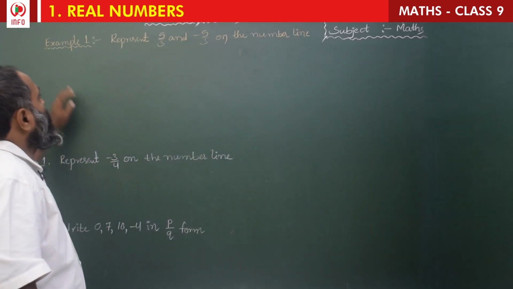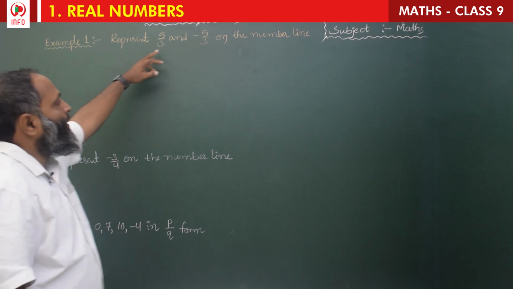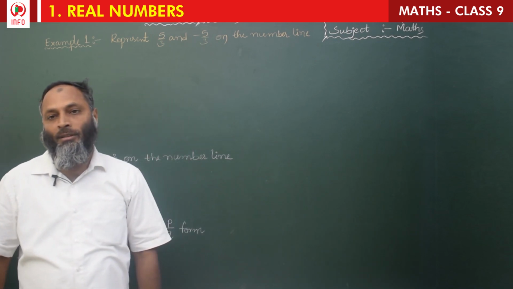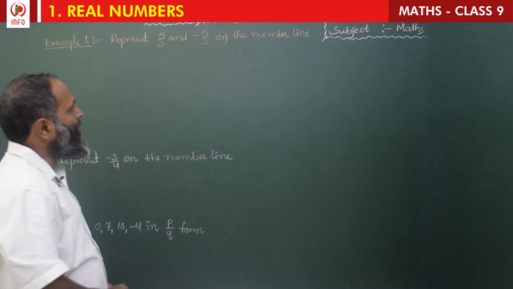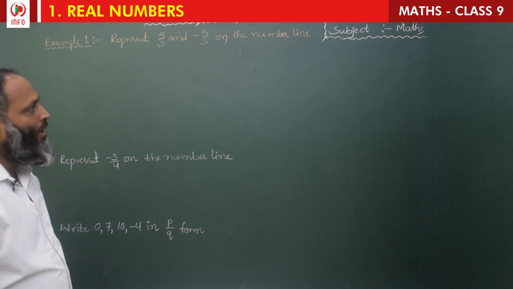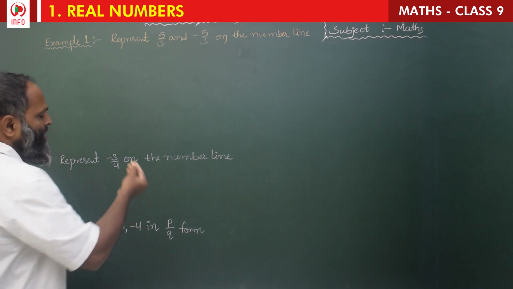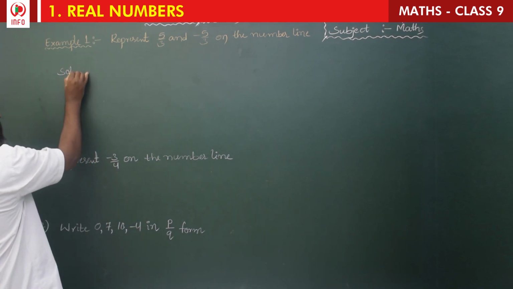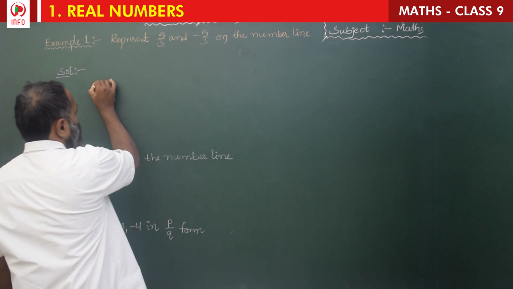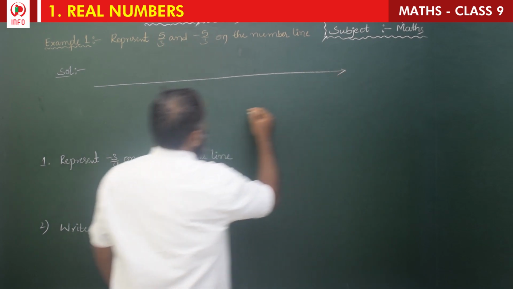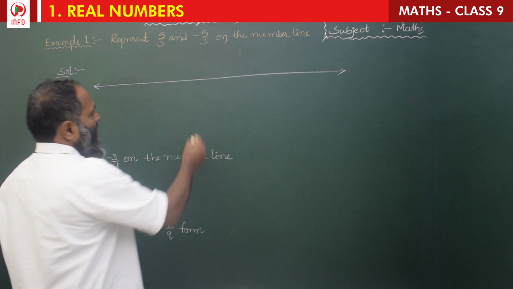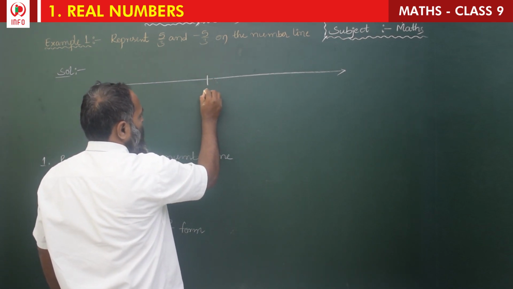Now, in example 1, represent 5 by 3 and minus 5 by 3 on a number line. These two rational numbers we should represent on a number line. Solution: first we should draw a number line. You draw a line with a scale, and then after that, in the middle you should take 0.